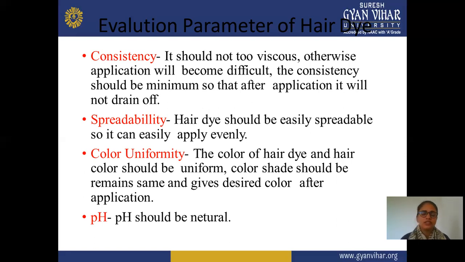Means not in an acidic condition, not in a basic condition, but the hair dye should always be at a neutral pH. And if your hair dye is not at a neutral pH, then you can check the pH of your hair dye with the help of pH paper or a pH meter and adjust it to a neutral condition. If it is available in powder form, then first prepare it in a solution form with the help of distilled water. After preparing the solution, you can easily check the pH of your formulation or hair dye. So it should always be in a neutral condition.